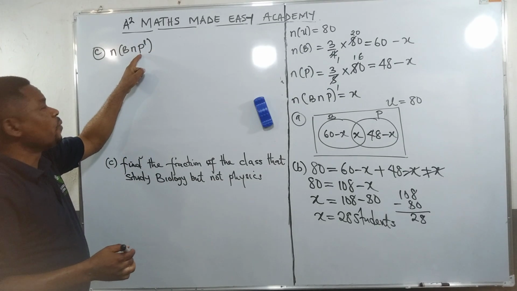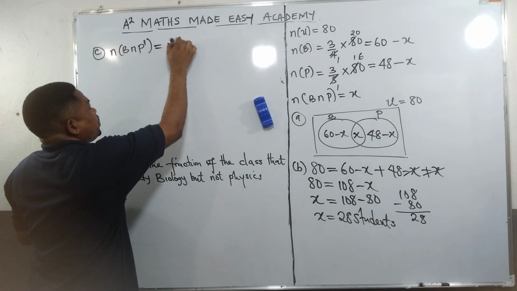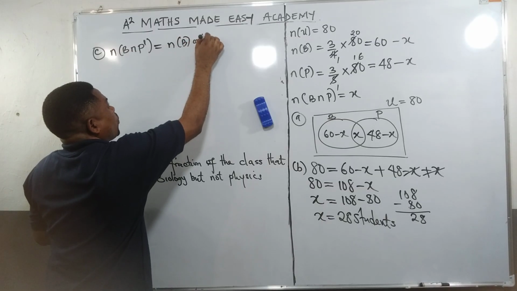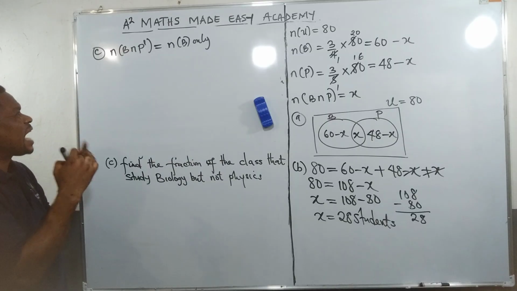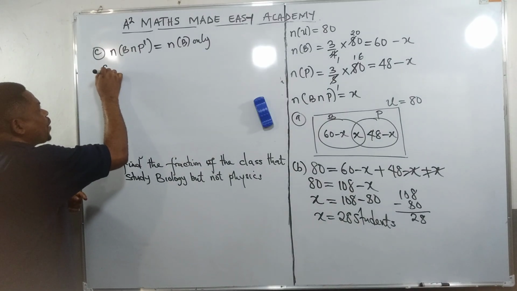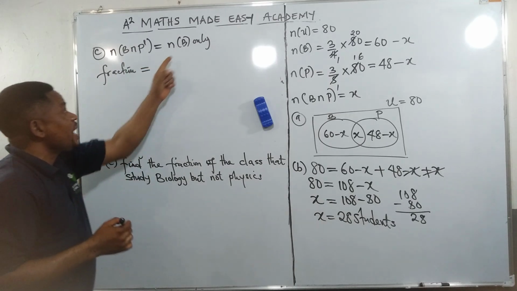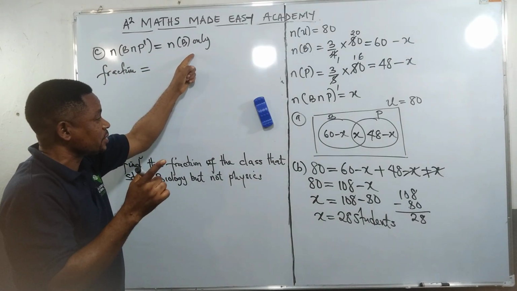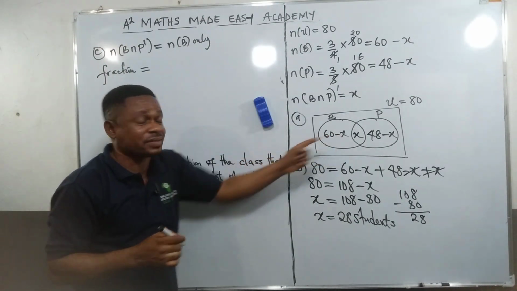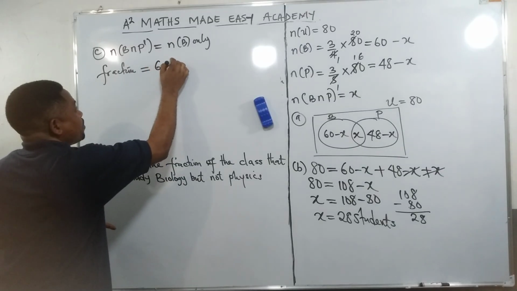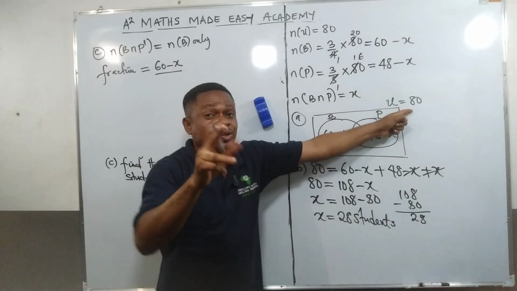It is called what? A complement. And it simply means that it is not what? Physics. If it is not physics, it will be biology only. And that is what we are going to center upon. Are you with me now? Now, what is actually the fraction? Let's go. The fraction of it now, I want you to watch, is equal to, now let's move to biology only. Biology only is 60 minus what? X.